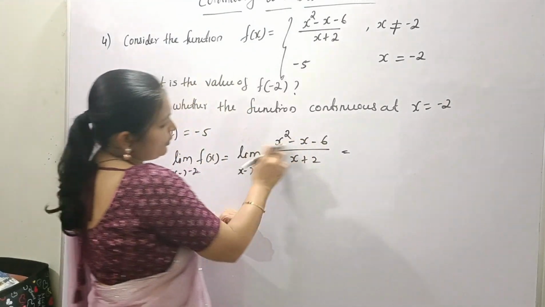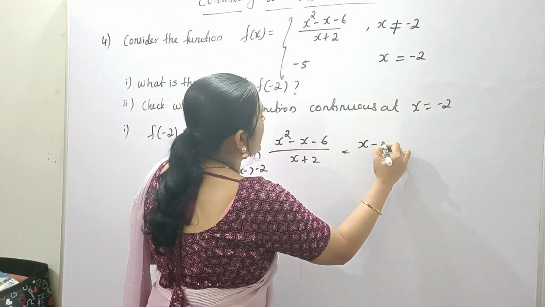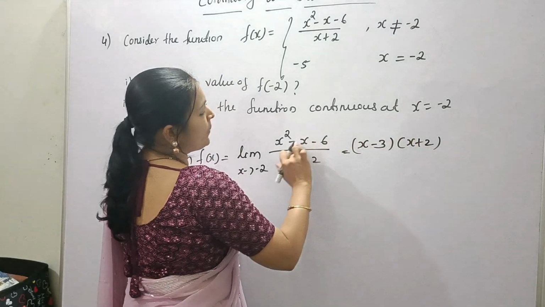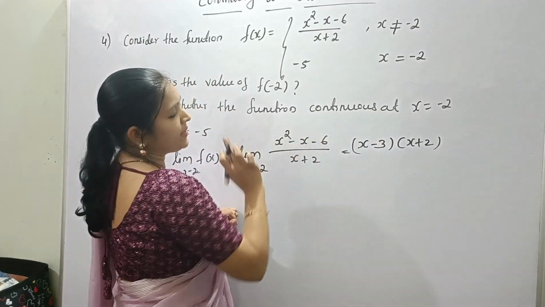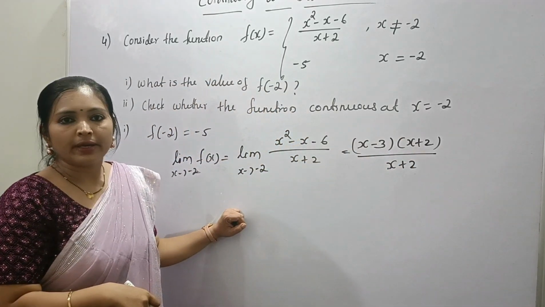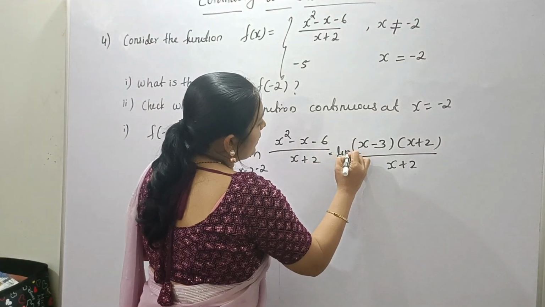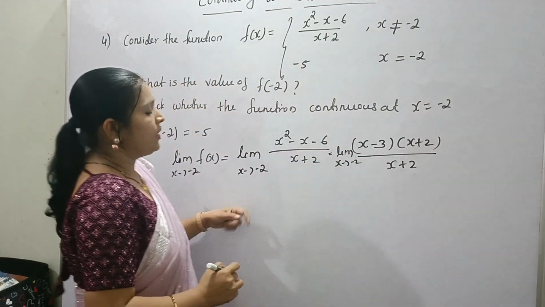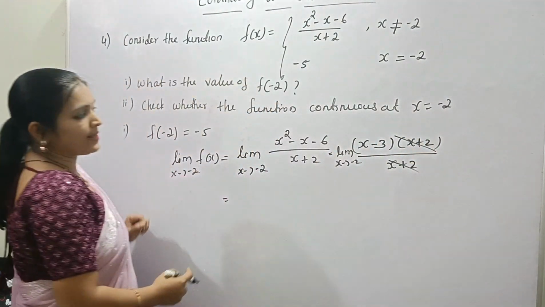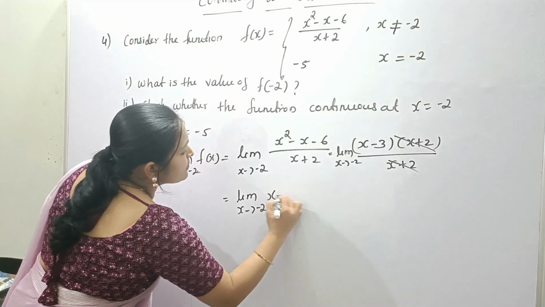So here, we know the numerator can be written as (x minus 3) into (x plus 2), right? Minus 3 plus 2 is minus 1, and minus 3 into 2 is minus 6. Divided by x plus 2, so this x plus 2 will be cancelled. Don't forget to write the limit. Limit x tends to minus 2, x plus 2 cancelled, so we have got limit x tends to minus 2 of x minus 3.